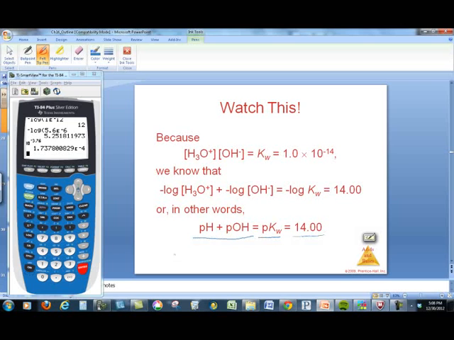And by knowing this, if I know, let's say, the pH, I can figure out pOH. So if I know that the pH of something is 1.3, then my pOH is going to be 14 minus my pH, or 14 minus 1.3, which is going to give us 12.7. Okay?